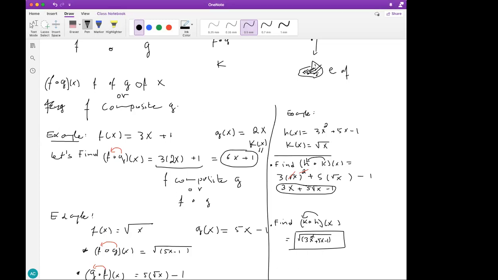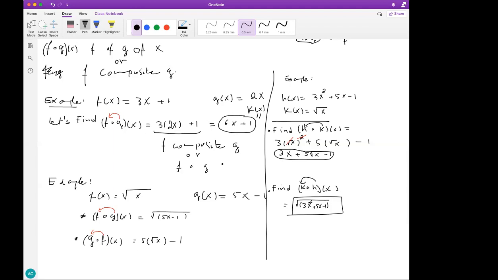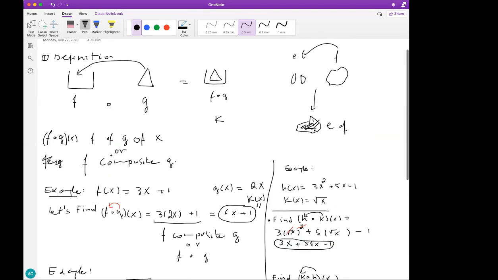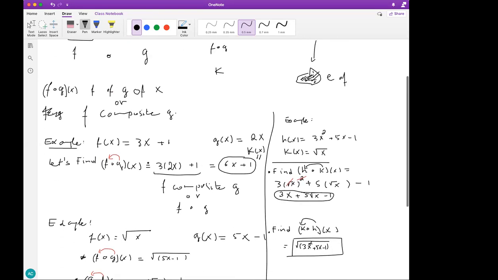So again, notations or symbols shouldn't scare you. They're just notations we use to name functions or to give them symbols. So that's how you find the composition of two functions. Now let's see how to evaluate them.